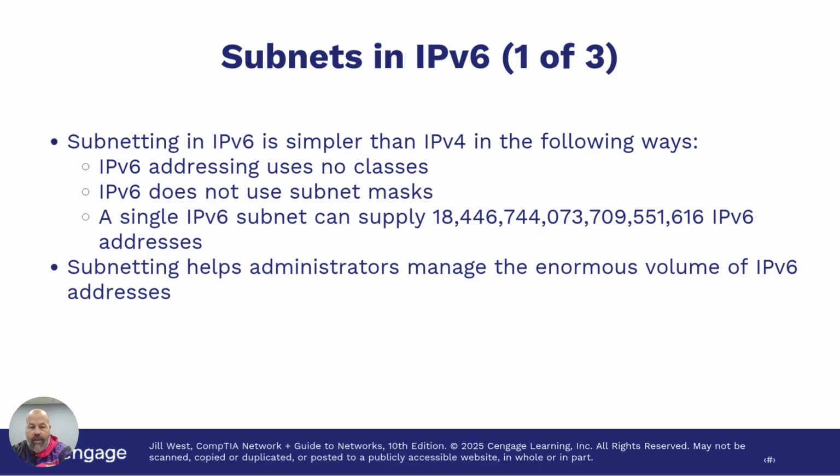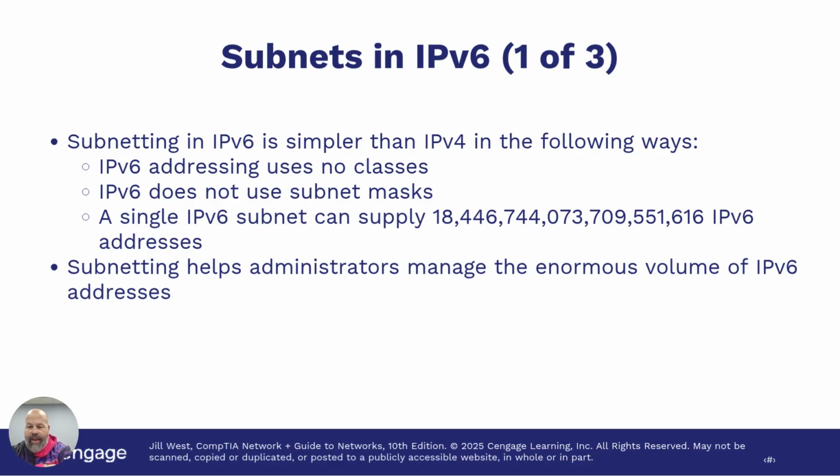Quintillion. So you got million, billion, trillion, quadrillion, quintillion addresses. That's an 18 followed by 18 zeros. You could give every atom in your body an IP address and still have plenty left over. Hopefully that puts it into perspective.